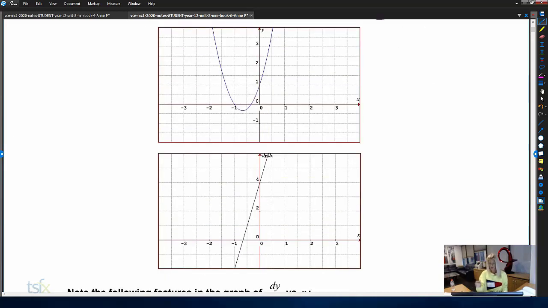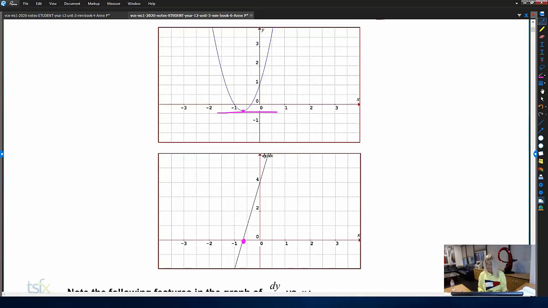So we can see that on the quadratic, the stationary point corresponds to a point where the gradient of the tangent goes to 0. Okay? So this is my graph of y, and this is my graph of my derivative. Any time y, or the parent function, has a stationary point, the gradient function's graph should have an x-intercept, because the gradient should take the value 0 there.